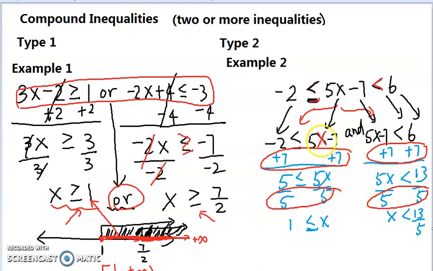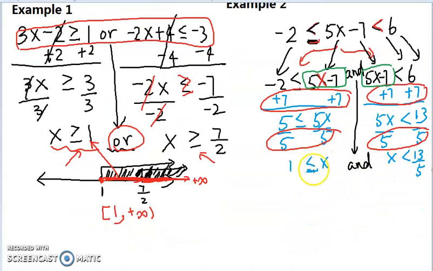And the reason is because they share the same expression, 5x minus 7. So if you want to get x by itself, of course, you're going to do exactly the same thing. So when you get down here, when you bring down that word joining them, we got 1 is less than or equal to x, which means x is greater than or equal to 1.